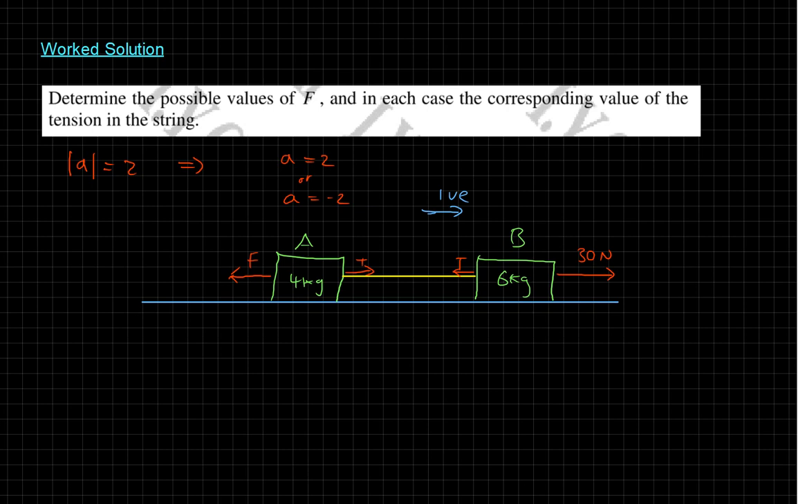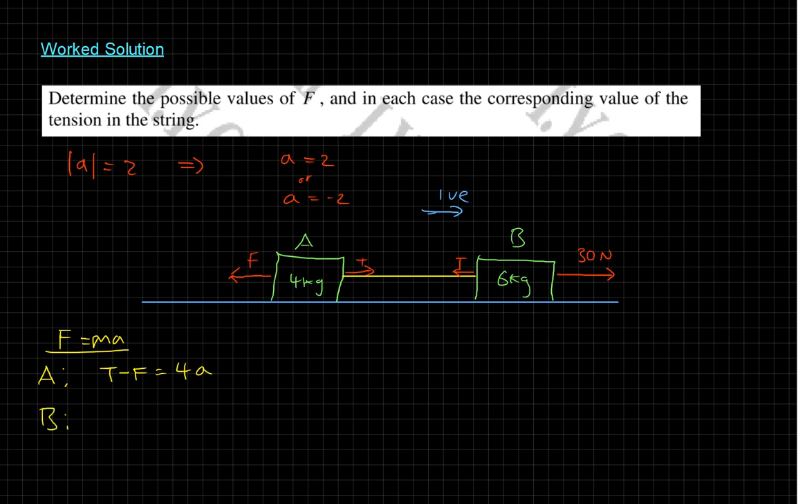Okay. So, well, before we consider the two cases, actually, let's do F equals ma for both the boxes A and B. So for A, F equals ma would be the total force, the net force is T to the right minus capital F to the left, is equal to its mass 4 times the acceleration, whatever that may be.